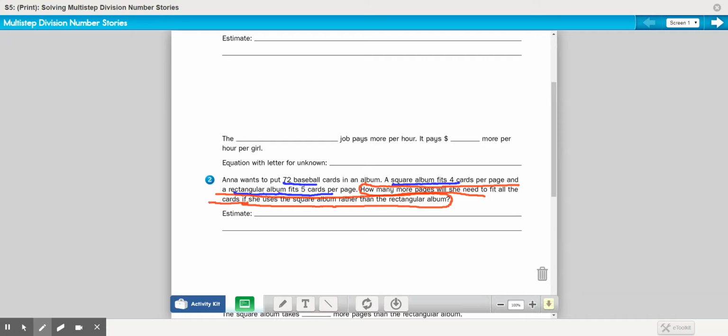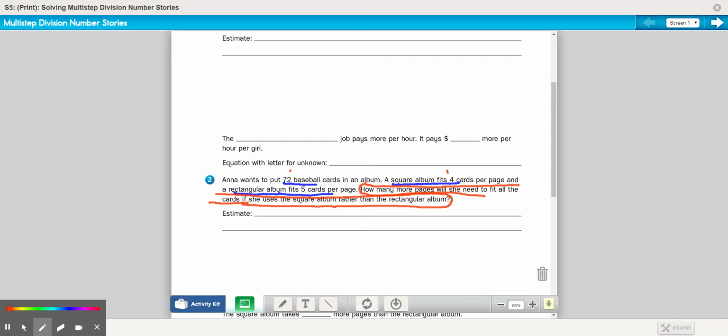So the estimate. First off, we could go with an estimate for the square album. And so let's see, 4 and 72. So I'm thinking 4 is kind of close to 5, but 5 is the same as the other one. So maybe let's stick with 4.